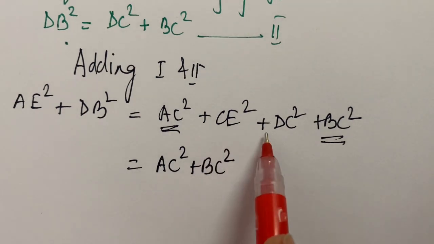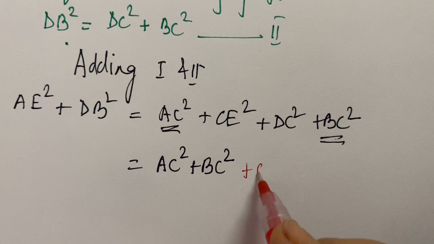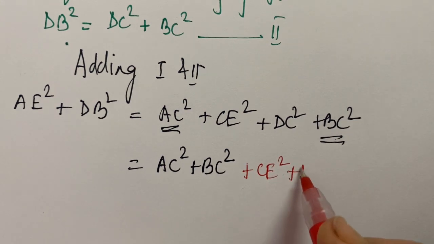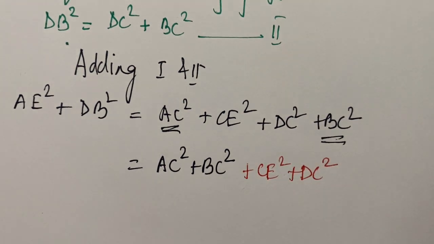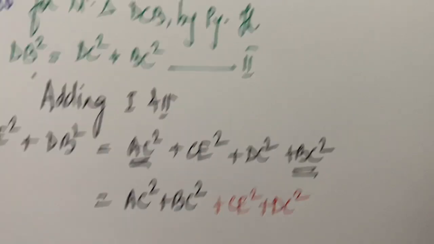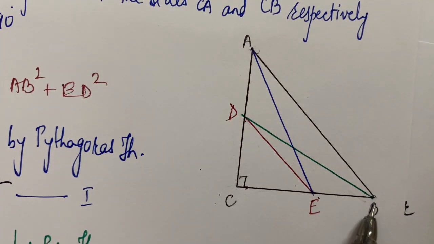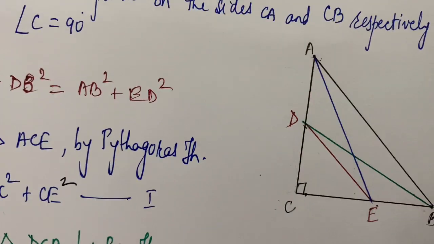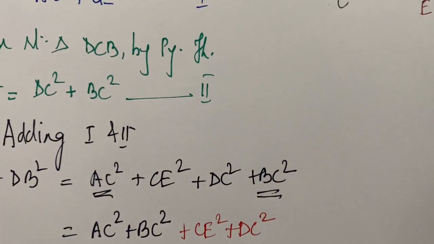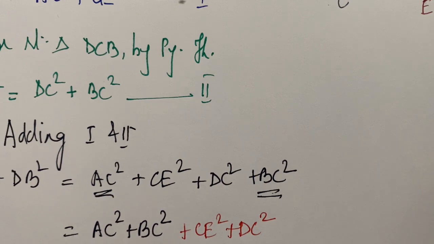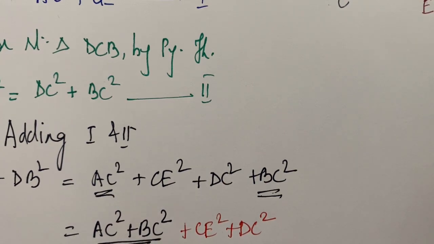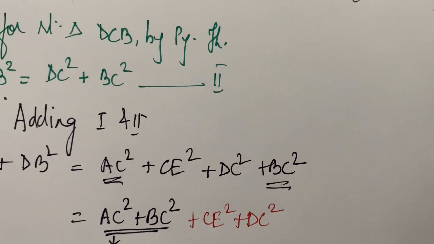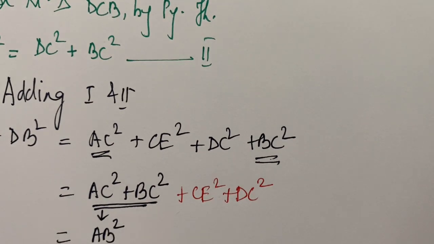Then write this too, CE square plus DC square. Now, I just told you what AC square and BC square are. It is nothing but AB square by Pythagoras theorem for right angle triangle ACB. So I will be writing here what? AB square for these two. Getting that?